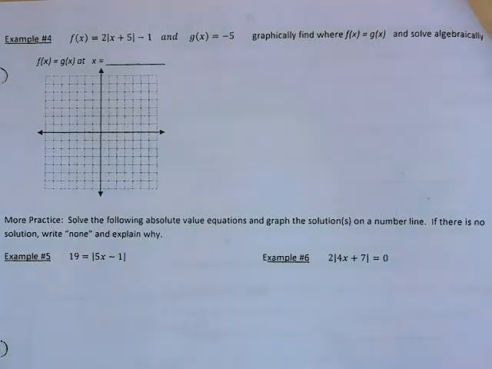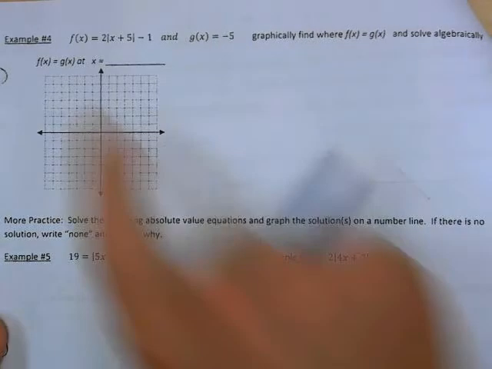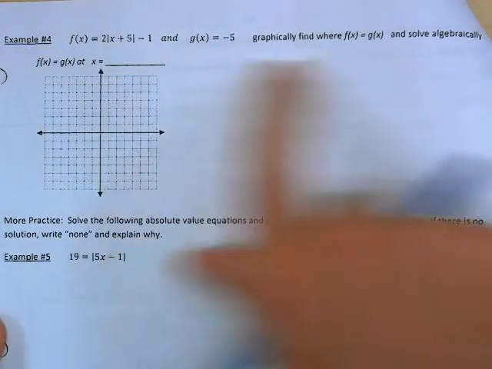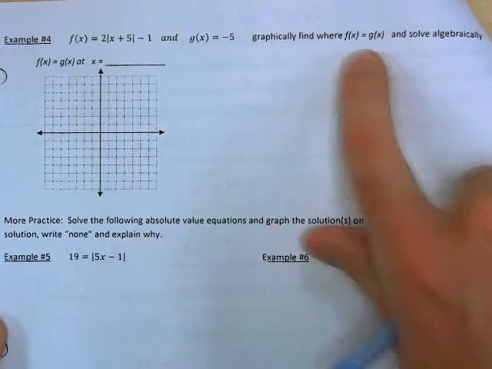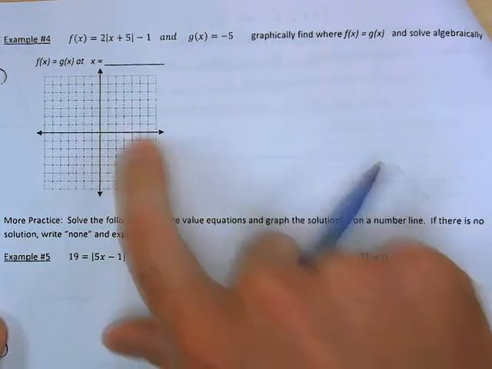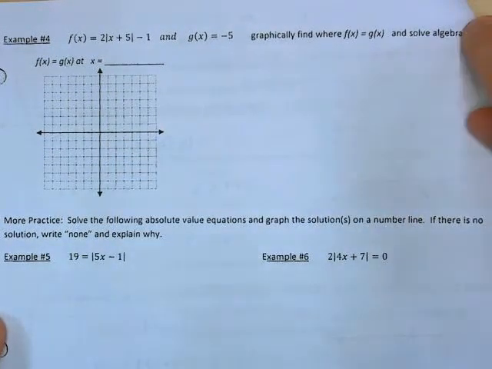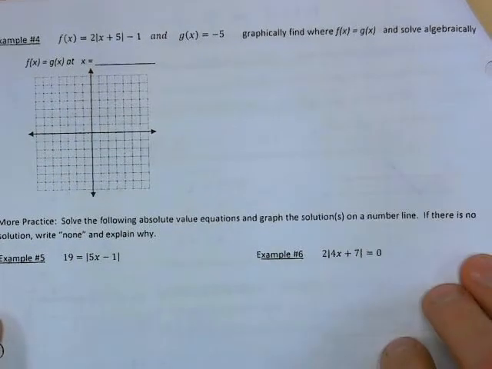All right, page 2 of the 2.2 notes. Example 4, here's f of x, here's g of x, and again we want to find where these things are equal. We want to solve algebraically and also look at the graph of these two things. So like the first page, let's solve algebraically first.